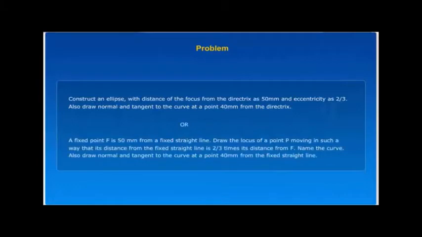Or, a fixed point F is 50 mm from a fixed straight line. Draw the locus of a point P moving in such a way that its distance from the fixed straight line is 2/3 times its distance from F. Name the curve. Also, draw normal and tangent to the curve at a point 40 mm from the fixed straight line.